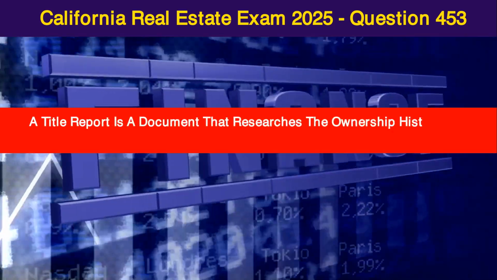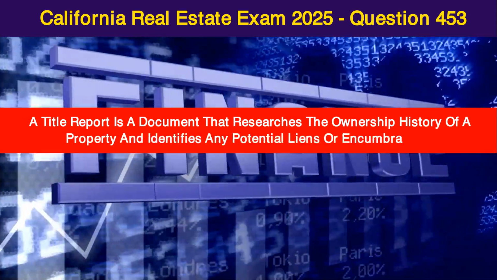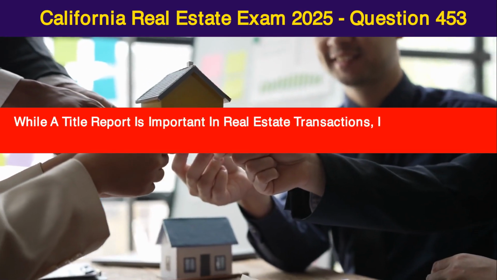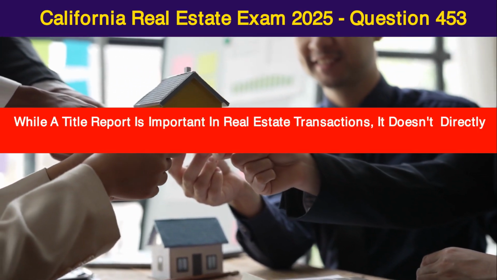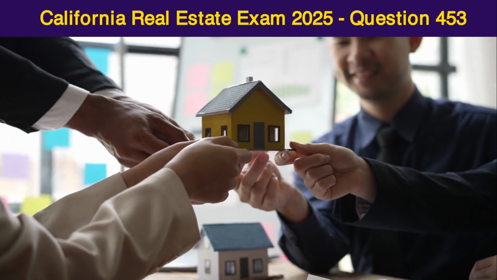A title report is a document that researches the ownership history of a property and identifies any potential liens or encumbrances. While a title report is important in real estate transactions, it doesn't directly establish an agency relationship.